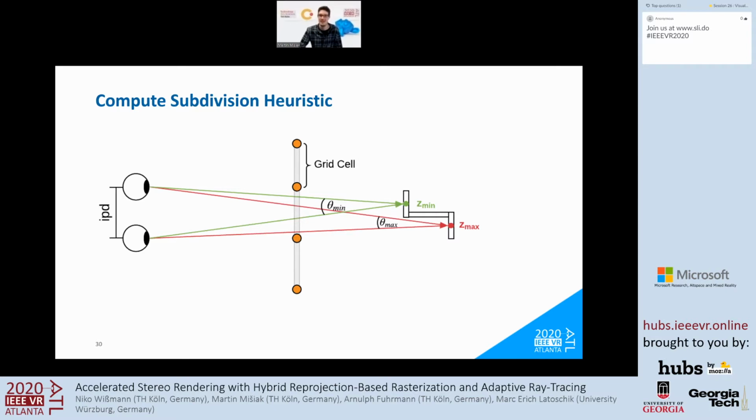The rationale behind our subdivision heuristic is basically, if a grid cell contains depth values which are not discriminable by our stereoscopic vision, we don't have to subdivide the cell, as its reprojection will result in the same perceived depth information an unsubdivided cell would deliver. Detailed information about our heuristic's implementation can be found in our paper.